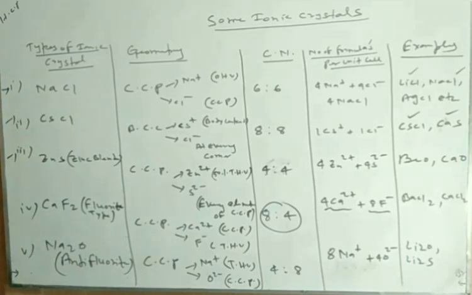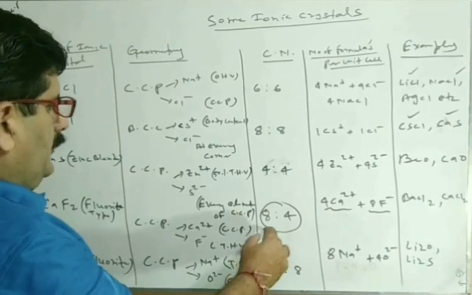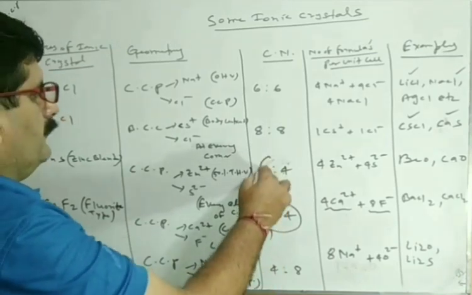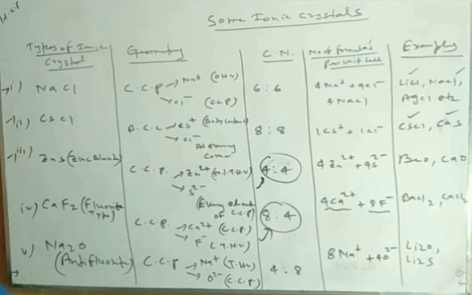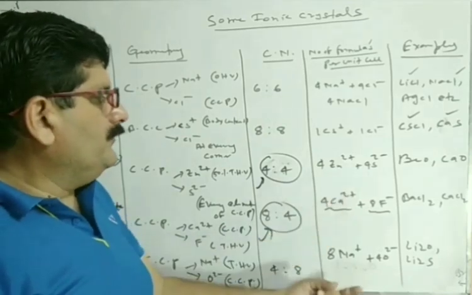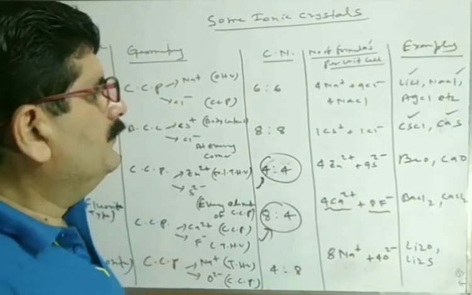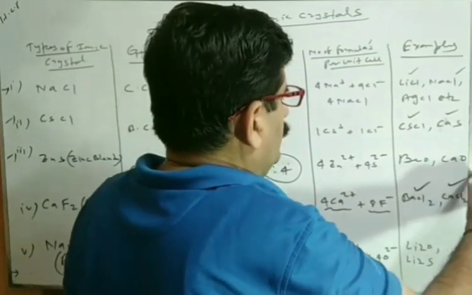Next, you can write CaF2, fluorite type, cubic close pack structure, calcium 2 plus, F minus, CCP arrangement, tetrahedral void. And here the coordination number ratio is 8:4, and in this case 4:4, and in addition 4 moles of calcium 2 plus and 8 moles of F minus. Examples of BaCl2 and CaCl2.